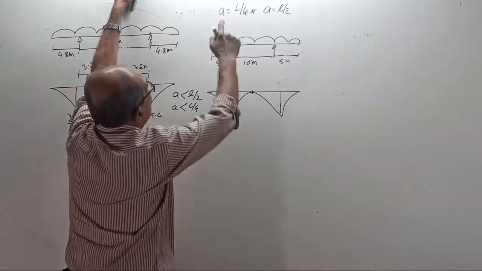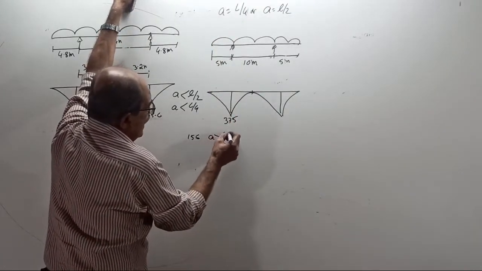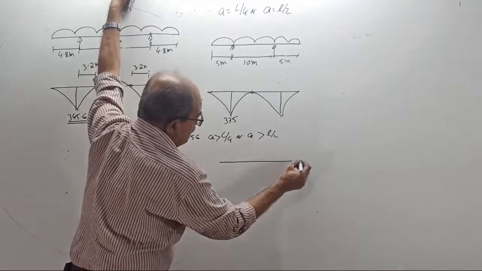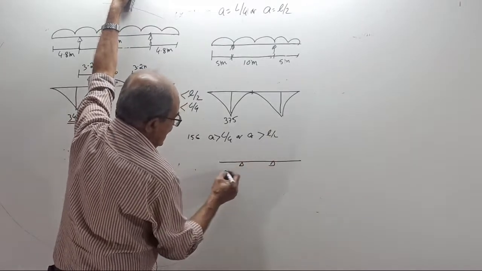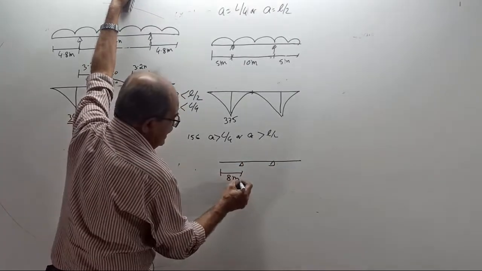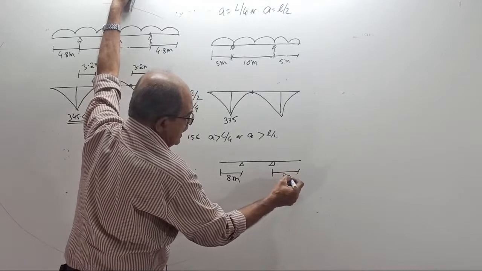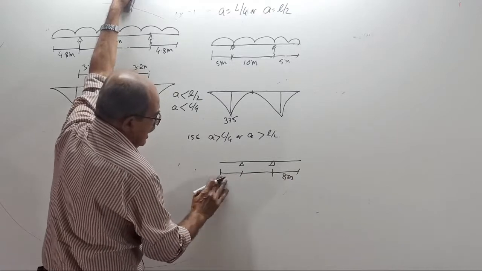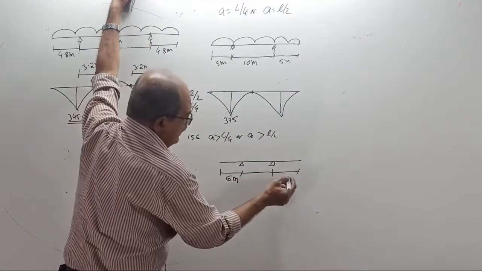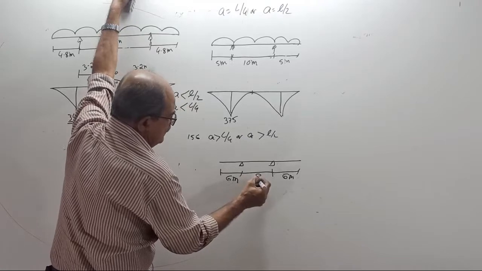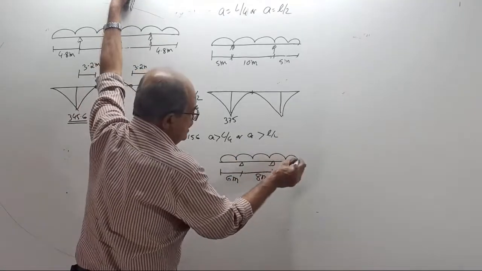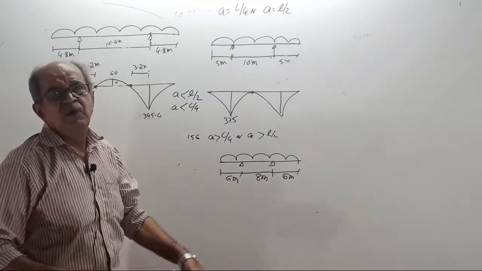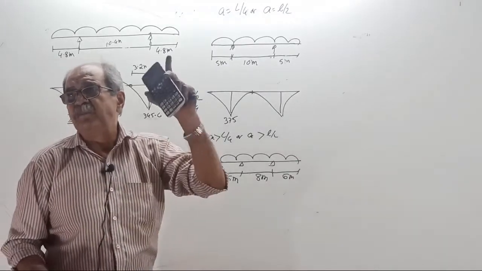Now I will go further when I will take A more than L by 4 or A more than L by 2. Say for example, available space, I will go for 8 meter overhang, this will become 16. I will go to 6 meter here, 6 meter here, or 12, this is 8 meter. Horrible case. Now my hogging will severely increase, sagging will vanish, center of beam also will come.